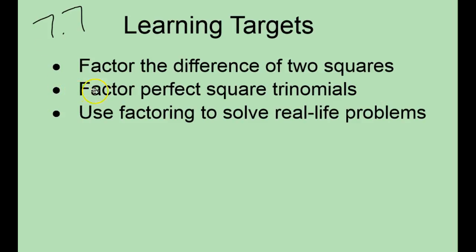Our second learning target was factoring perfect square trinomials. Now we did this several times in the last several sections, but we were going the other direction. We were expanding, so now we're factoring and going the other way. And then we can use factoring to solve real-life problems. We're going to be doing this one often, so we want to look for these different patterns when we have those real-life word problems. So now that we've done this and looked through some examples, go ahead and start working on the homework for 7.7.